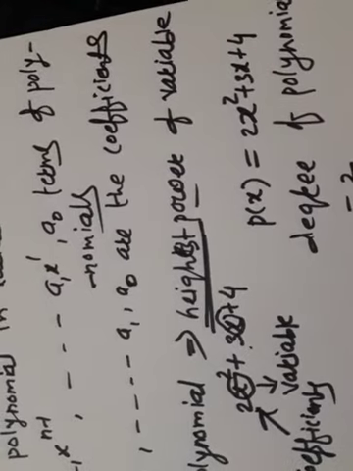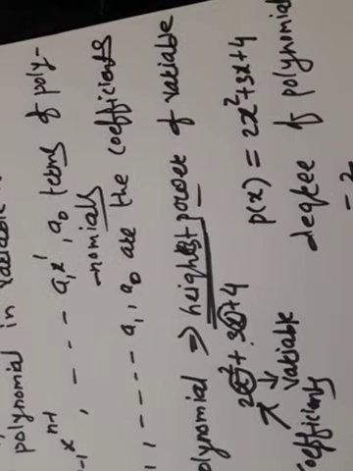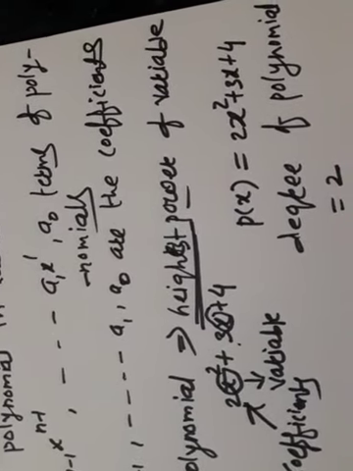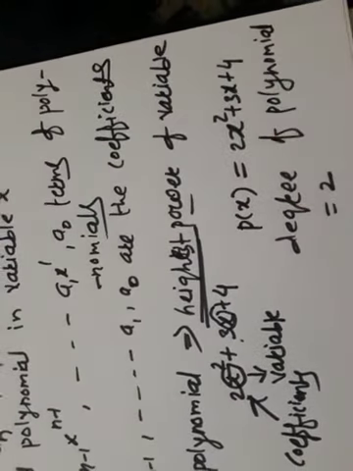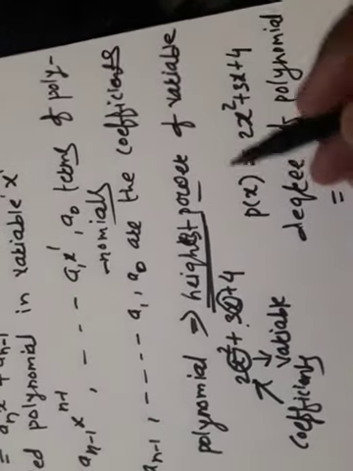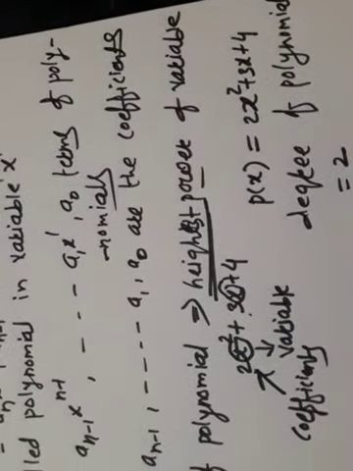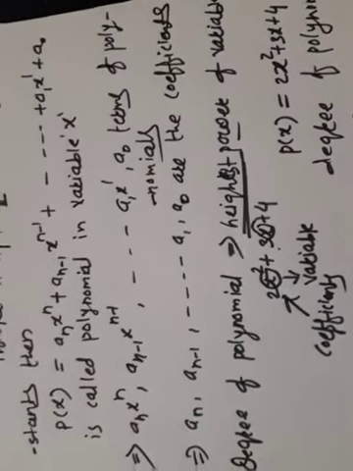P of x, why I have written P of x? Polynomial x is equal to 2x square plus 3x plus 4. Then how to identify the degree? Highest power of the variable is known as degree of the polynomial. यानी कि जो highest power होगी that is known as the degree. ये 1 mark के लिए question sometime it is asked.